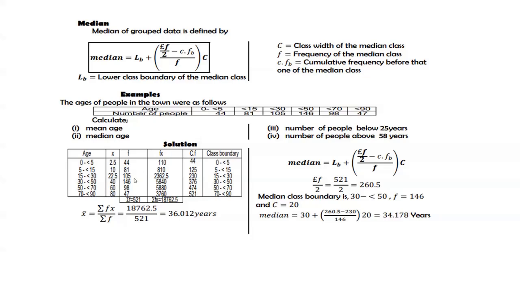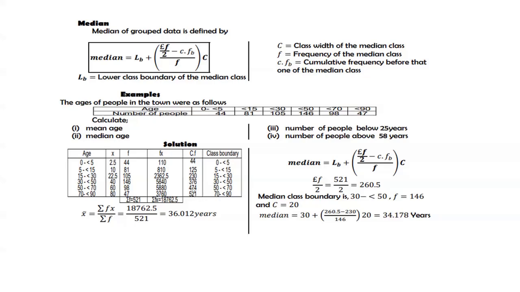So you get 81 plus 44, this is going to be 125. 125 plus 105, you'll get 230. Like that, like that. To get this one, you get 47 plus 474, you get 521.